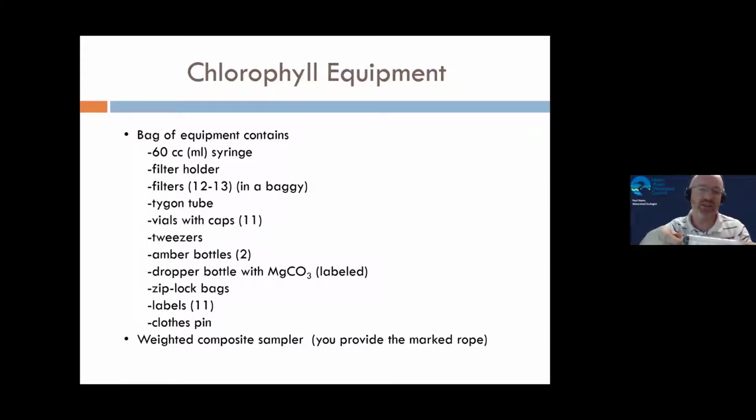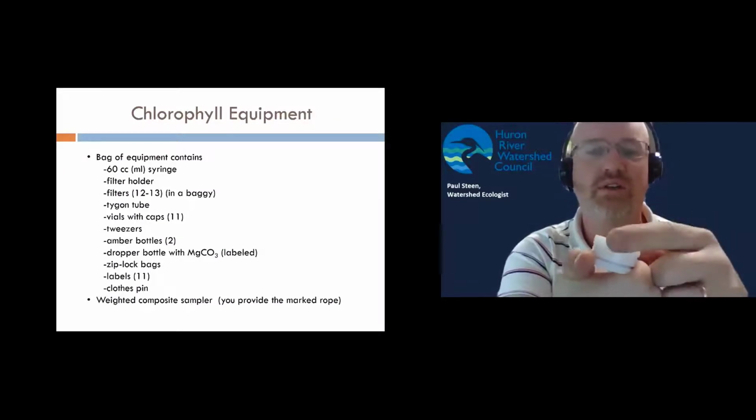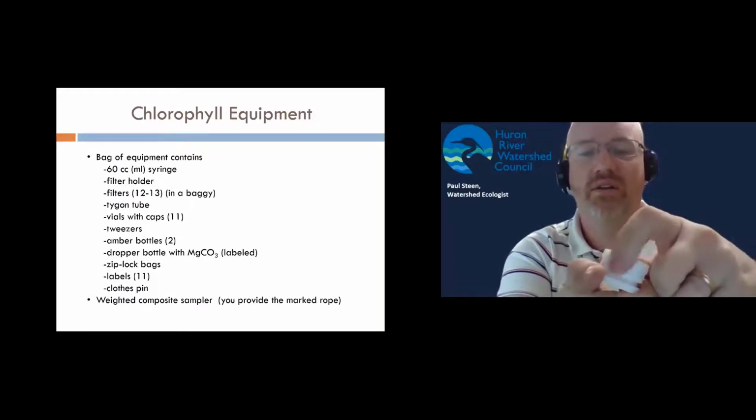You start with a 60 milliliter syringe. This will come in your chlorophyll packet. This is called the filter holder. And the filter holder unscrews.